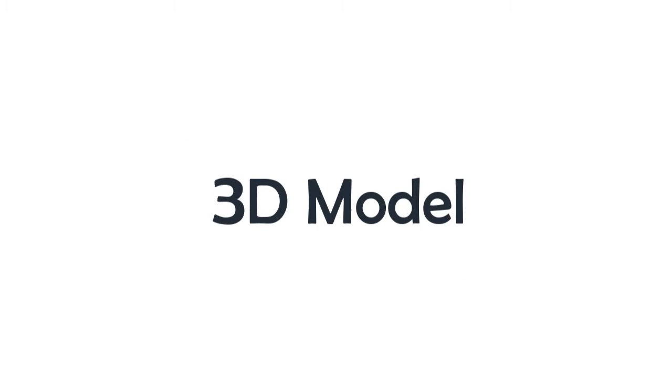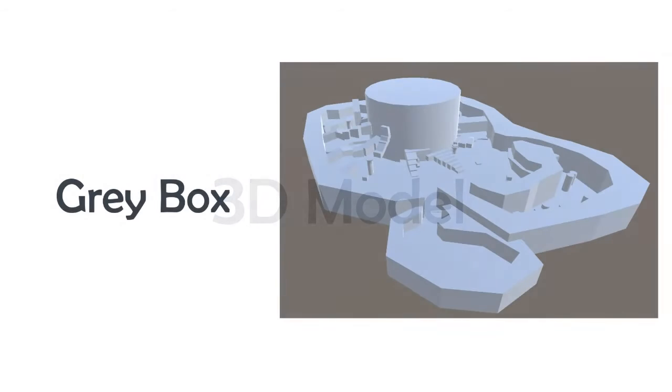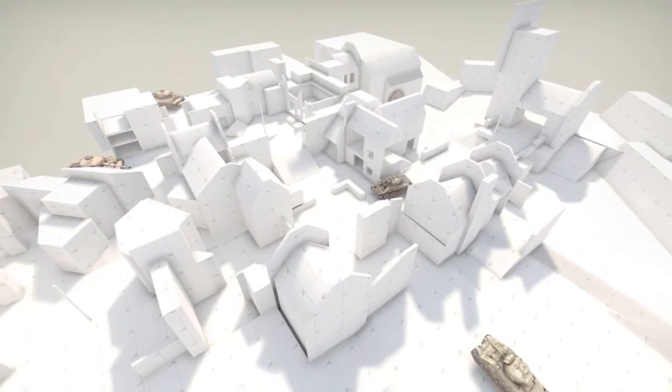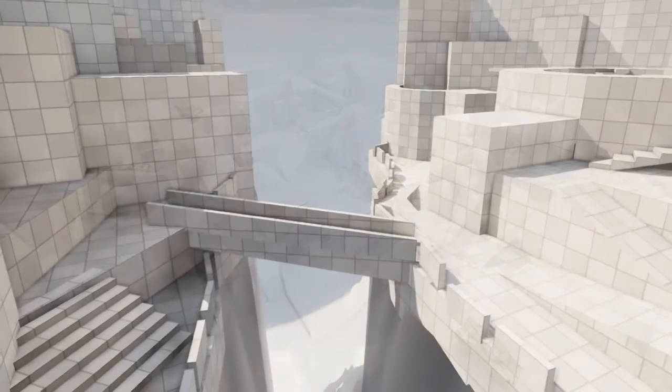Finally, we can test our ideas in 3D. But before creating a good looking level full of details, we need to create the gray box for the level. This step is really important in the level design process. And yeah, here you will be creating the rough structure for the level.